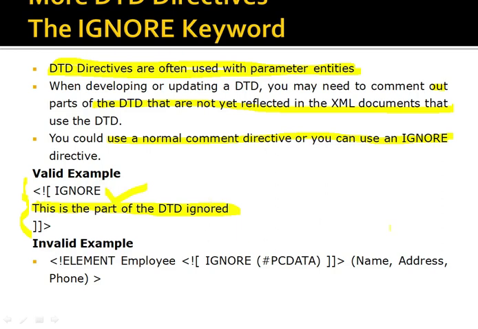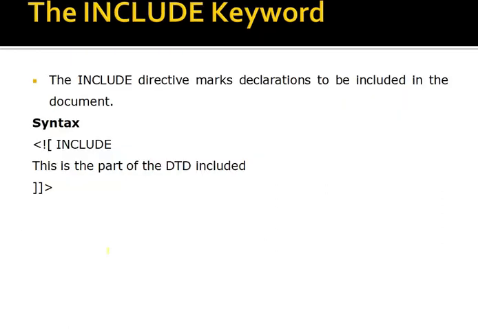If you give it like this in the element, that is not correct. You need to give it with the separate keyword ignore like this, not like this. Not like this is invalid. And one more directive is there, that is include. This include directive marks declarations to be included in the document. So this is the part of the DTD, include. If you want to include this DTD, you can use this directive.